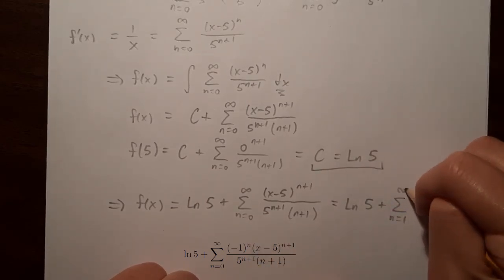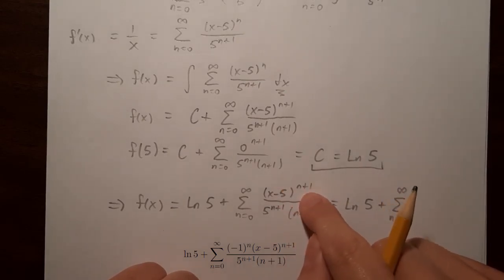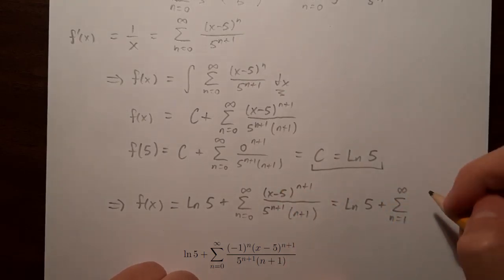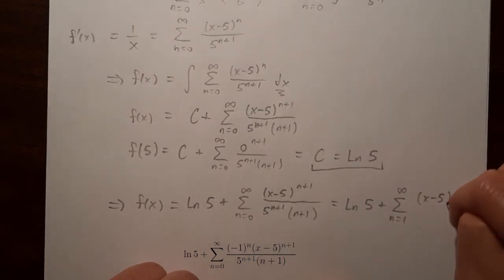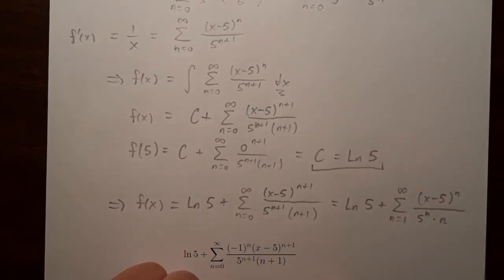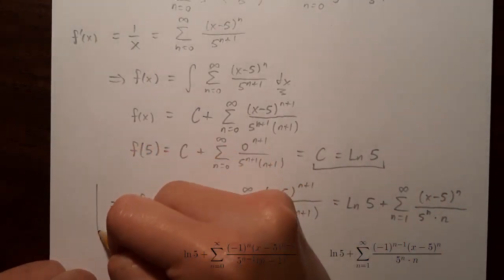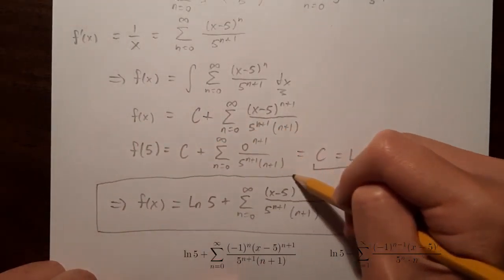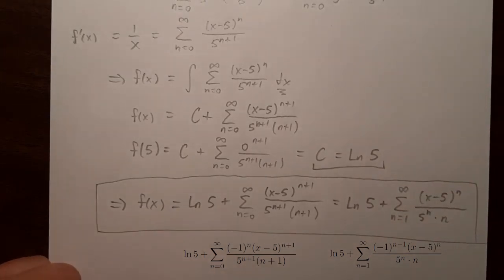If I start this at n equals 1, then I don't need this extra adjustment of plus 1 to show up anymore. So then we have just (x minus 5) to the n divided by 5 to the n times n. Whoop, there we go.